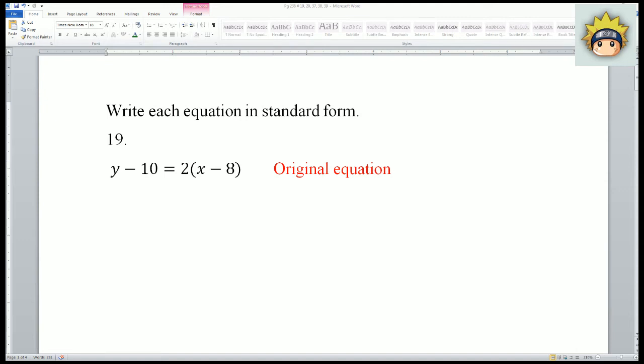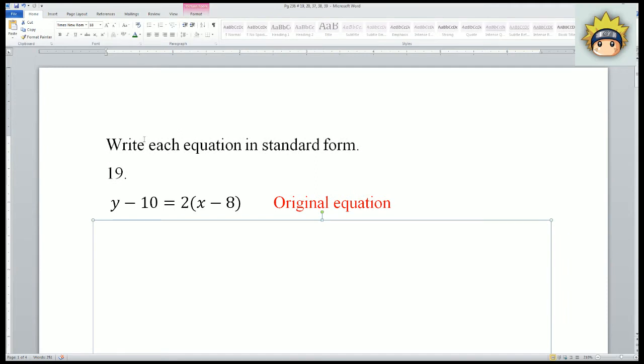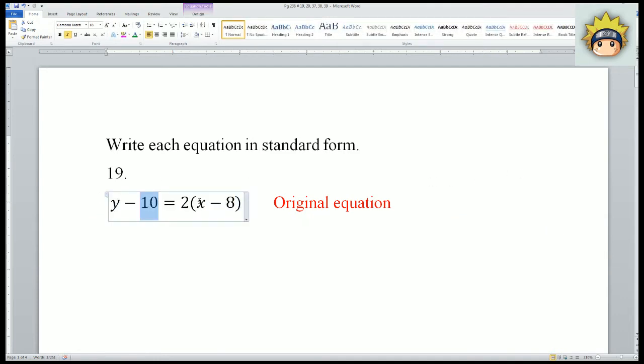This is the homework solution for page 236, numbers 19, 20, 37, 38, and 39. Number 19 asks us to write an equation in standard form. What we have here is the point slope form because we have a point here and the slope.